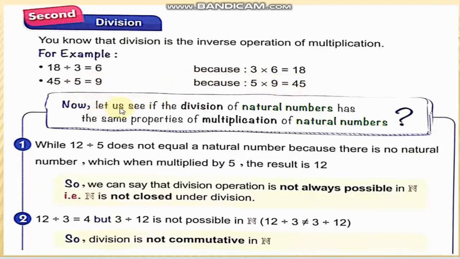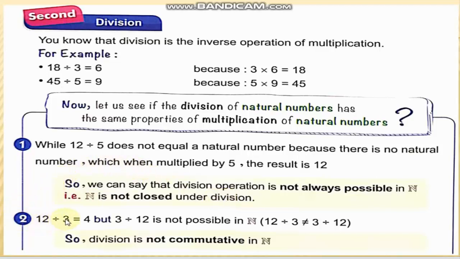Now, let us see if the division of natural numbers has the same properties as multiplication of natural numbers. At first, the first property: 12 divided by 5 doesn't equal a natural number, because there is no natural number which, when multiplied by 5, gives 12. So we can say that division operation is not always possible in N. N is not closed under division. The first property, closure, is not found in division.